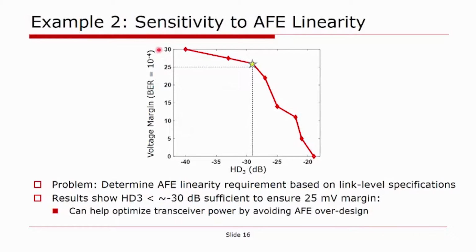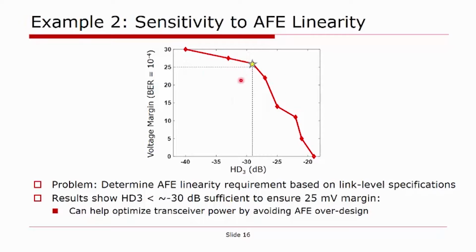Another example to illustrate the utility of link models for link design. Here I'm showing how my voltage margin varies as a function of linearity of my analog front end. This is important, especially in the context of PAM4 type signaling, or anywhere where we need to do heavy equalization beyond the analog front end. The linearity of the analog front end is obviously critical. However, improving the linearity typically comes at a steep power cost, especially beyond a certain threshold.